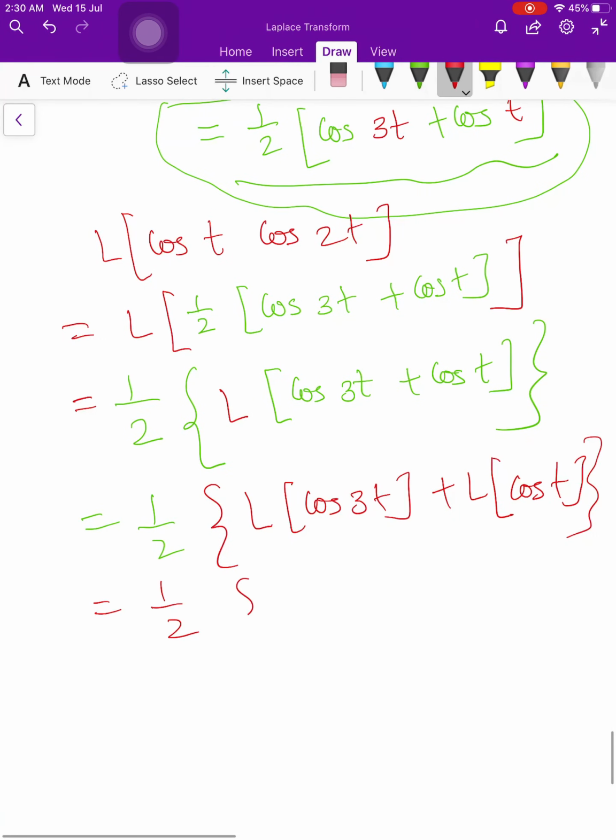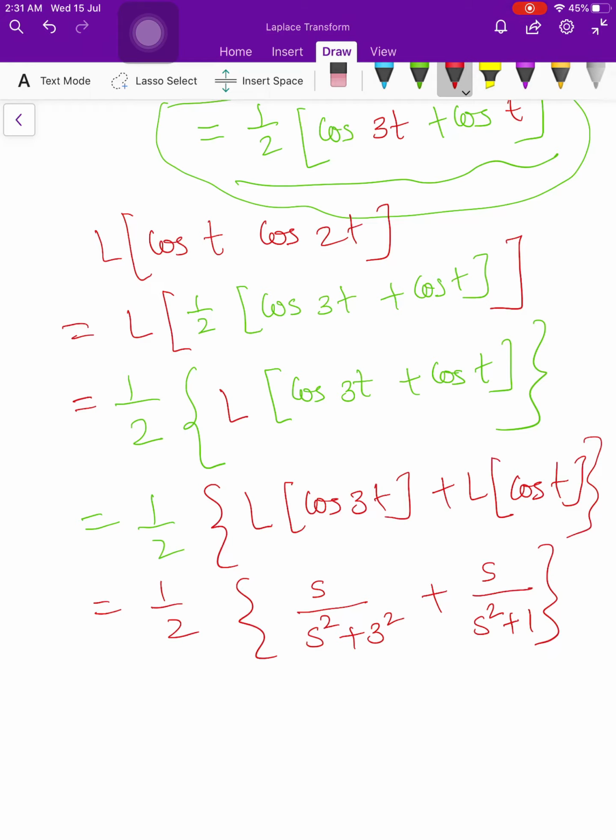So 1 upon 2 times Laplace of cos 3t. Laplace of cos 3t is simply, by the formula, s upon s square plus 3 square, plus again here Laplace of cos t is, by the formula, s upon s square plus 1, and so this is the required Laplace. So this is your final step. I hope you understood.